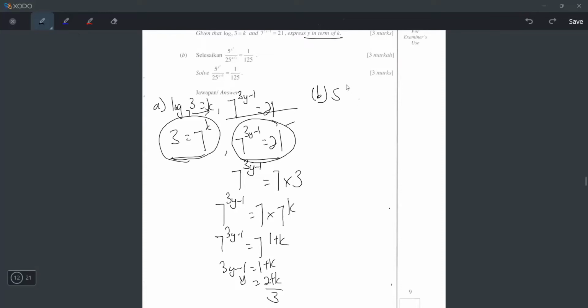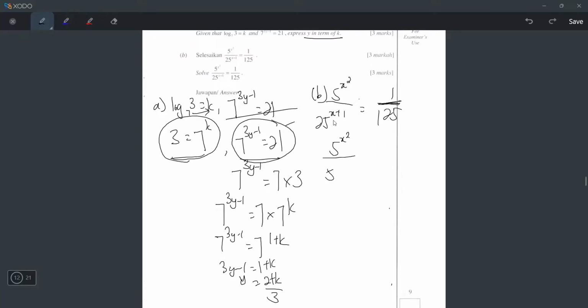5 power x square over 25 power x plus 1 equals 1 over 125. So how to do it? First, make sure everything is the same base. Change to the same base or else it's very hard to do. Base 5 cannot be changed to a smaller base, it's the smallest base already. But base 25, can I change to a smaller base? Yes, 25 is 5 power 2.